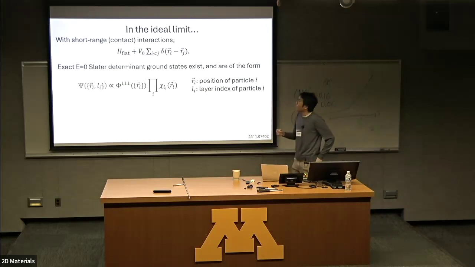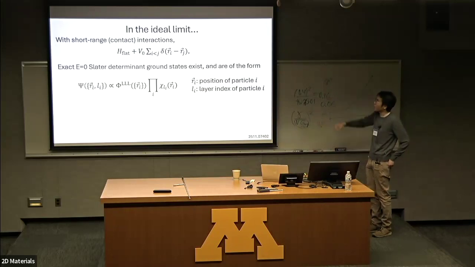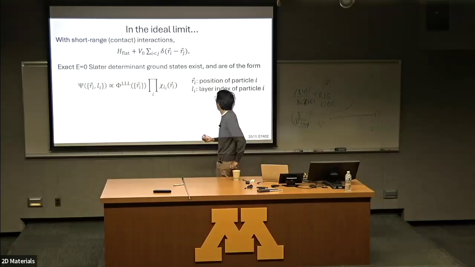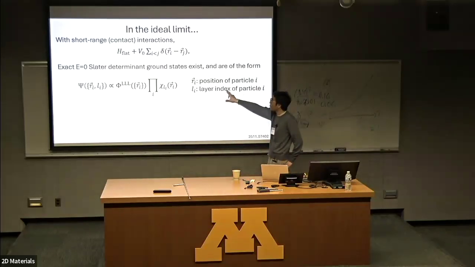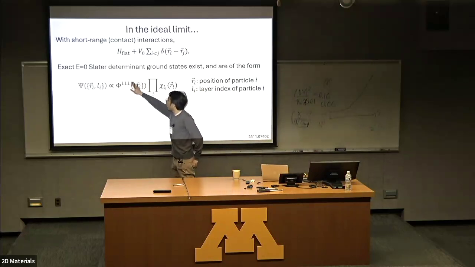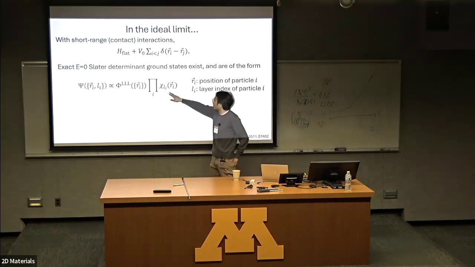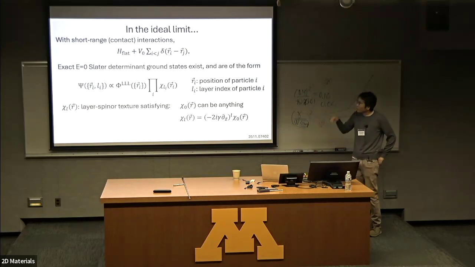Okay, so first of all, the fact that there are exact zero energy ground states is not true in general, even with the delta function interactions. But because of the holomorphicity property, it is true for this system. And we can also prove that if they're Slater determinants, they all have to be basically of this form, where it's some lowest Landau level determinant multiplied by, basically, you can think of this chi as some layer spinor. So it's indexed by L.